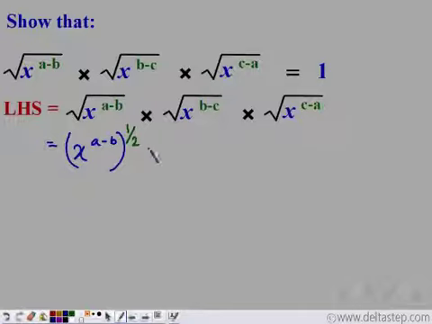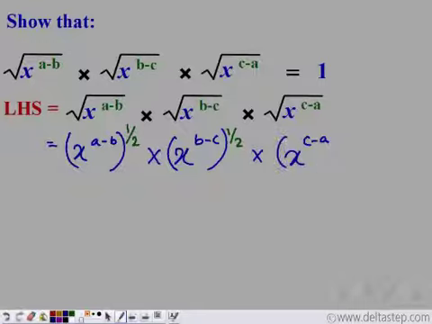into (x to the power b minus c) whole raised to the power half into (x to the power c minus a) whole raised to the power half. So this is what we have.